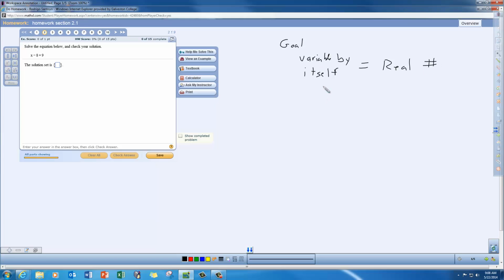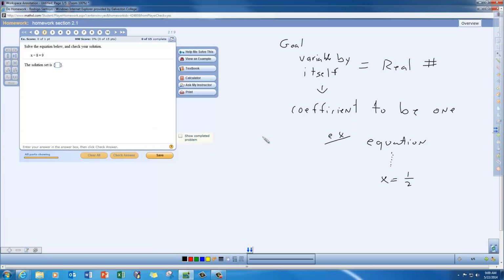Now what I mean by the variable by itself is we want the coefficient to be 1. For example, we should have an equation, work, and get a variable by itself. You know, when a variable is by itself, it implies the coefficient is 1 equals some kind of a real number. So that's what we're shooting for.